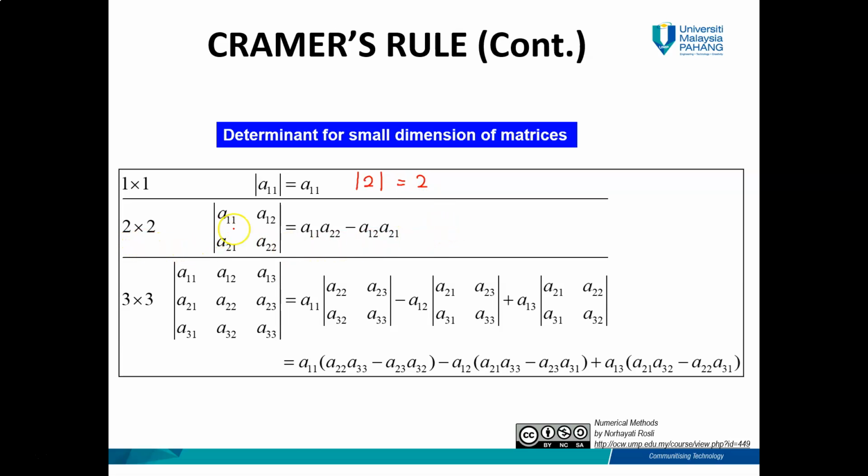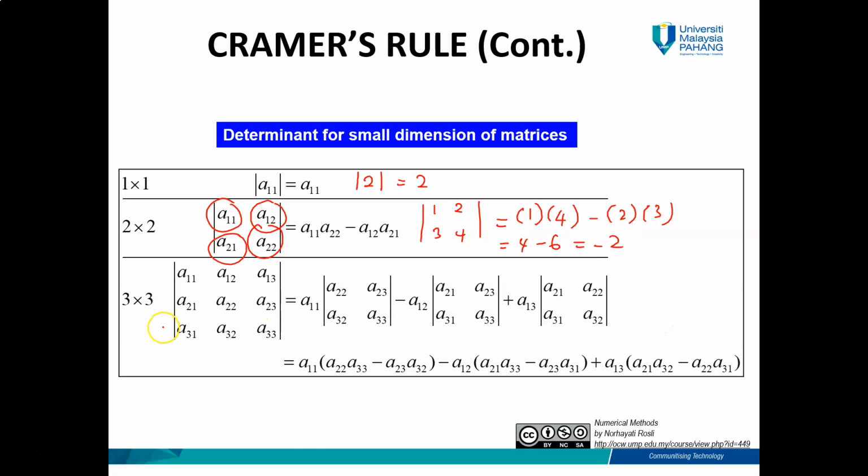If we have a 2 by 2 system, the determinant is given by A11 times A22, meaning this one times this one, minus A12 times A21. For example, here I have 1, 2, 3, 4. I want to compute the determinant of this matrix, which is 1 times 4 minus 2 times 3. So we get 4 minus 6, which is equal to negative 2.